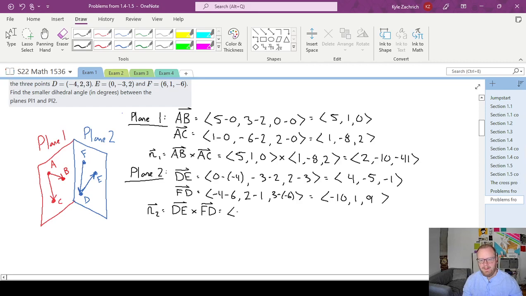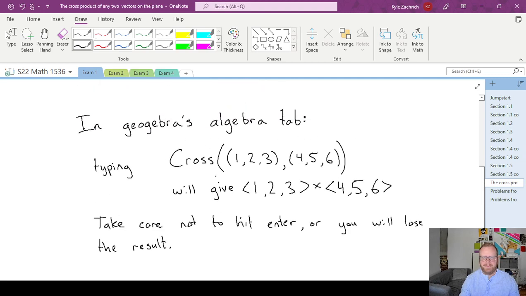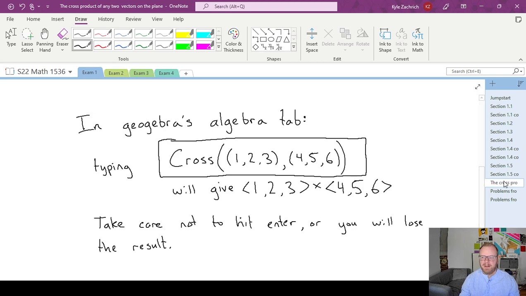DE crossed with FD. So that'll be something I plug into GeoGebra, and that'll give me -44, -26, -46. If you miss the joy of determinants, you can always do these cross products by hand. But again, you do have that option, just typing them in using this notation, right? And you'll be doing a lot of them, so I trust that everyone here has done them at some point.